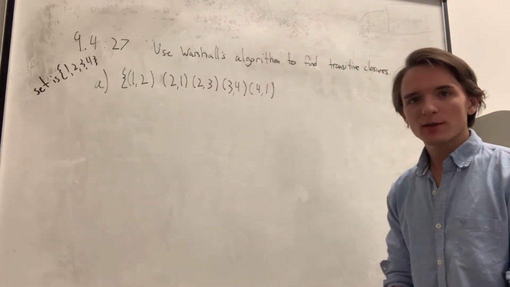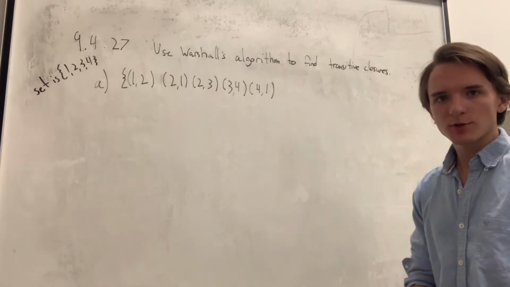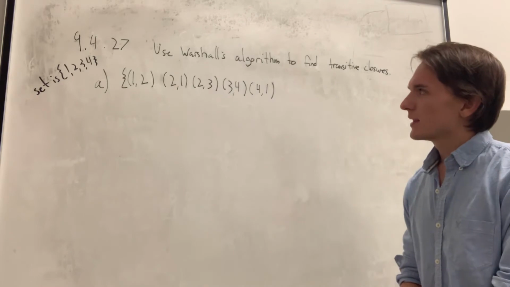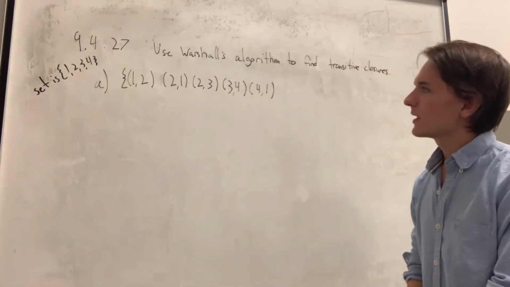So we begin with our first problem. We want to use Warshall's algorithm to find a transitive closure. And what exactly does that mean? Well, we have a relation here, and we're given this set over here, 1, 2, 3, 4.